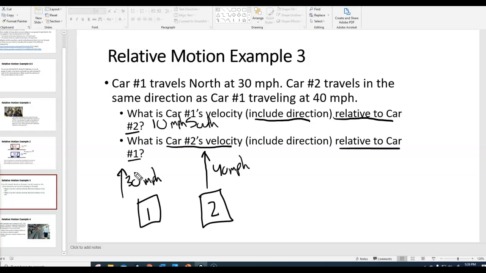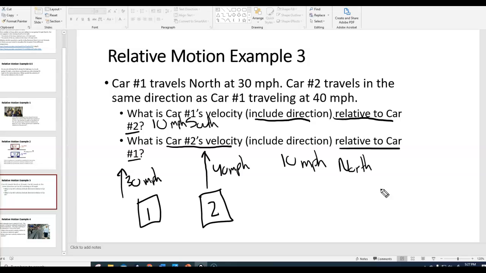Now the second question says, what is car number 2's velocity relative to, that means as seen from, car number 1? Okay, so if I'm now in car number 1, car number 2 is going faster than me. I see car number 2 passing me, okay, but it doesn't look like they're going that fast from my perspective. So that would be 10 miles per hour. And I see car number 2 going north because they're passing me, and so that would be 10 miles per hour north.